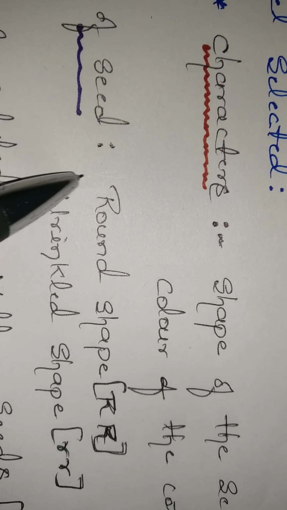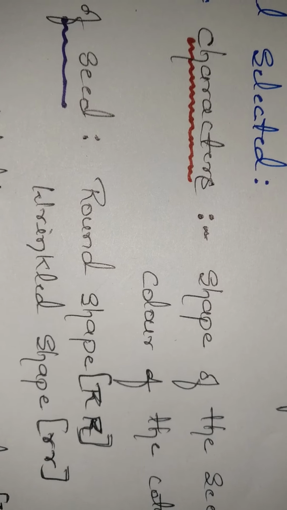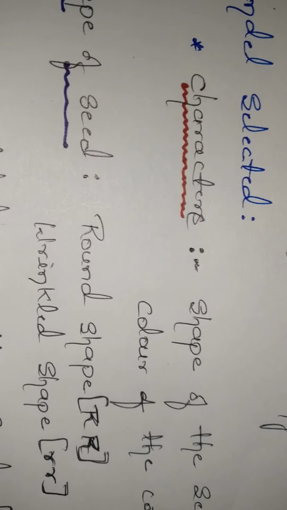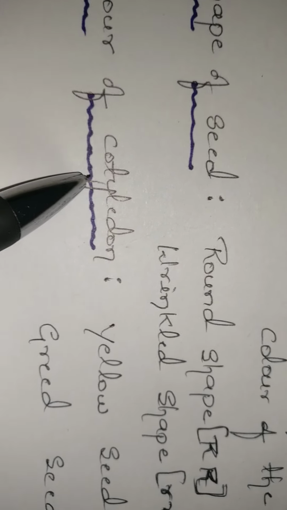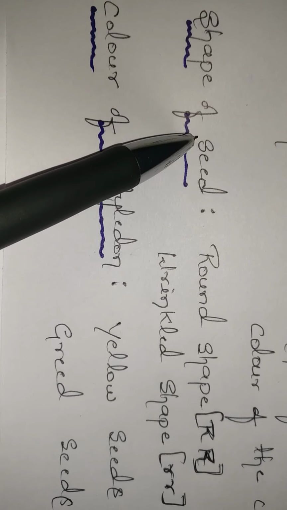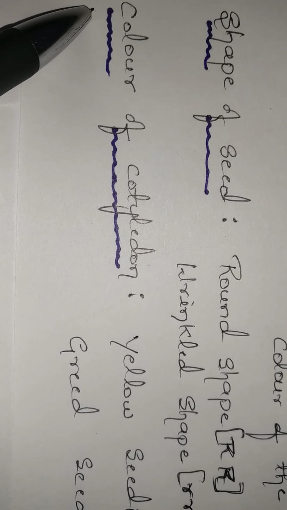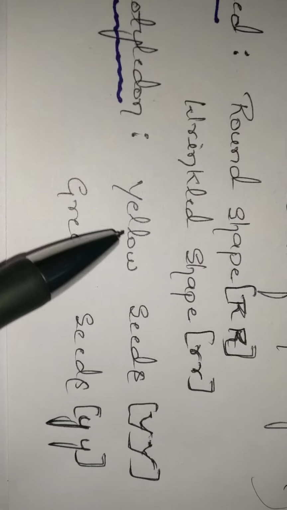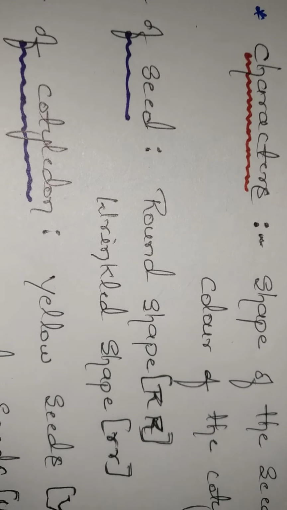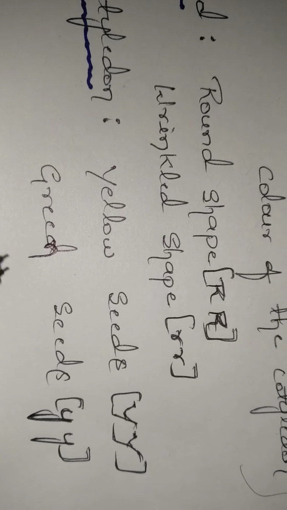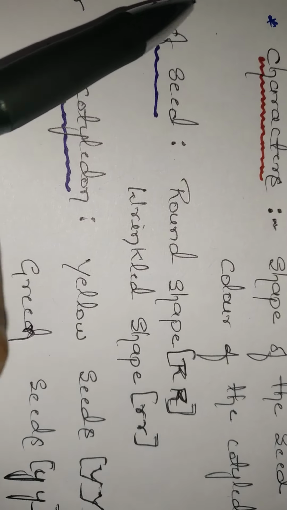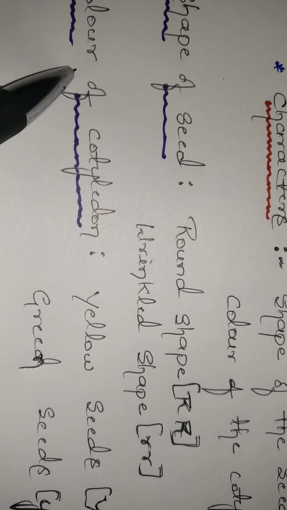This is one character. In the dihybrid cross, he is going to cross two characters, right? The shape of the seed is one character, and the other character will be the color of the cotyledon. Cotyledon is nothing but the seed, right? So the first character is the shape of the seed and the second character is the color of the cotyledon, or the seed. It is going to take yellow and green colors, so the yellow seeds and the green seeds. So two characters are taken: one is the shape of the seeds and the other is the color of the seeds.